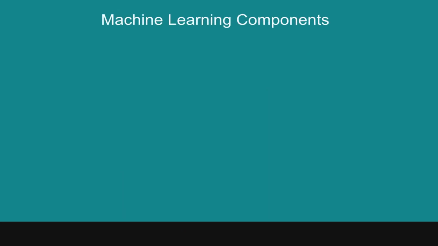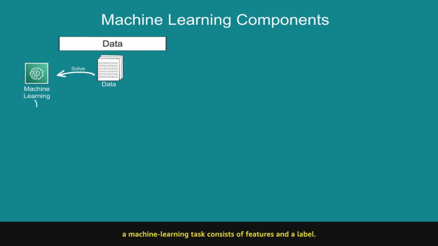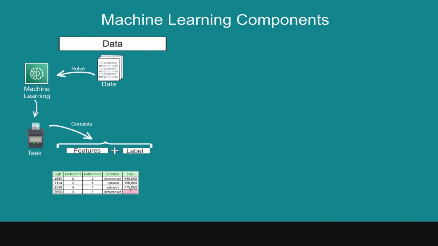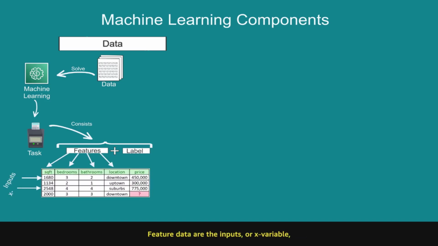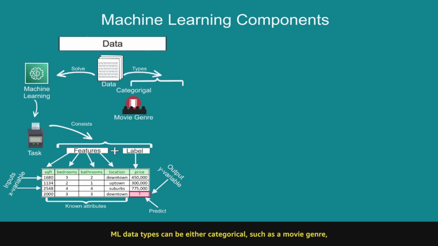Machine learning components. Data. The data to solve a machine learning task consists of features and a label. Feature data are the inputs, or X variable, the known attributes about the problem your task is trying to solve. Label data is the output, or Y variable, the value or attribute you are trying to predict. ML data types can be either categorical, such as a movie genre, or numerical, such as a book price.